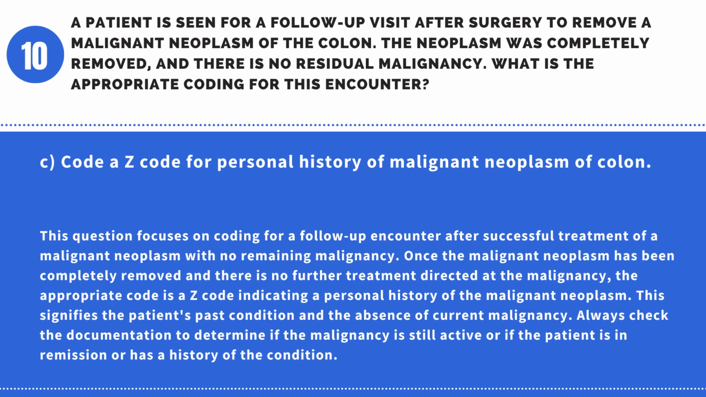Answer: C. Code a Z code for personal history of malignant neoplasm of colon. This question focuses on coding for a follow-up encounter after successful treatment of a malignant neoplasm with no remaining malignancy. Once the malignant neoplasm has been completely removed and there is no further treatment directed at the malignancy, the appropriate code is a Z code indicating a personal history of the malignant neoplasm. This signifies the patient's past condition and the absence of current malignancy. Always check the documentation to determine if the malignancy is still active or if the patient is in remission or has a history of the condition.